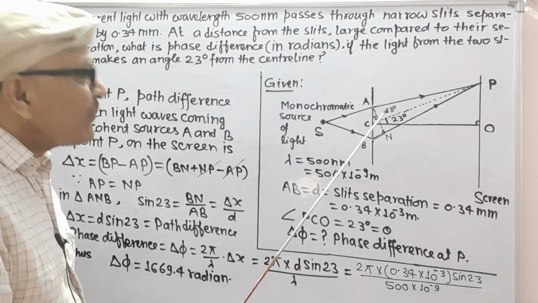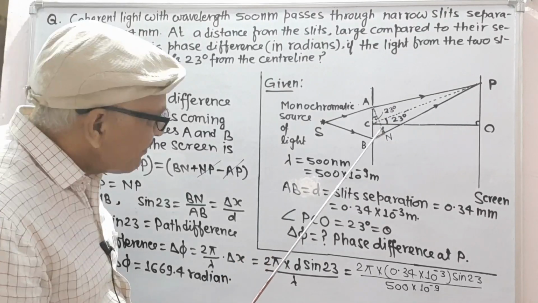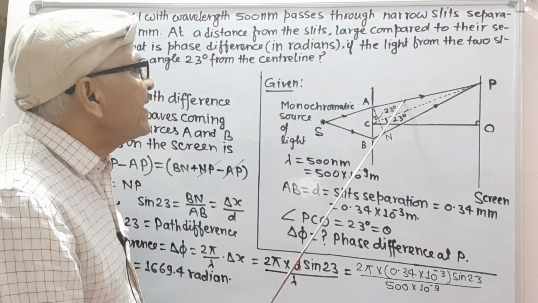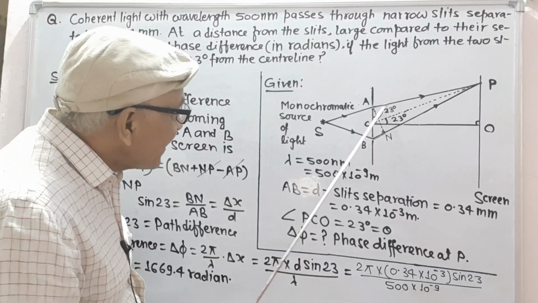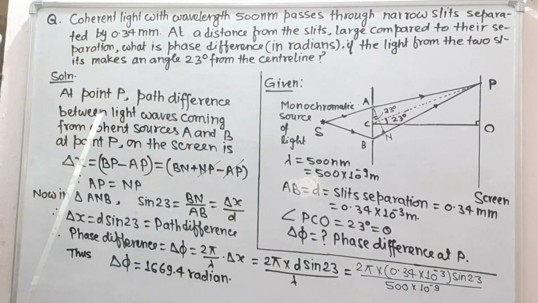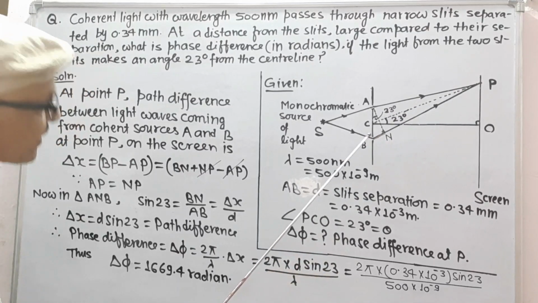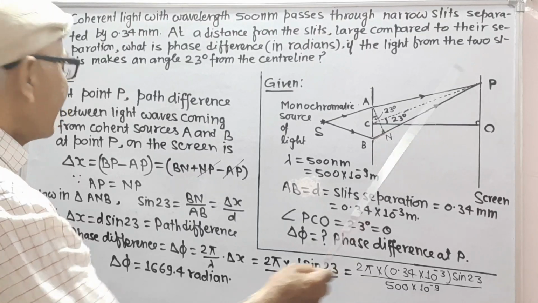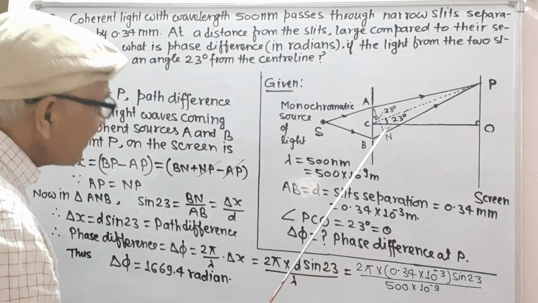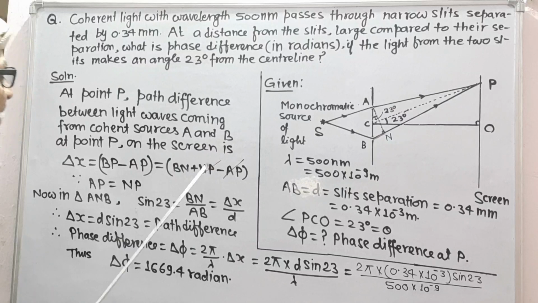Now, to find out the path difference between rays coming from B and A at P, if we take distance AP equal to PN from BN, then the path difference delta x will be equal to BP minus AP, which can be written as BN plus NP minus AP, because AP is equal to PN. Therefore, AP and PN can be cancelled out, and we get delta x is equal to BN, which is the path difference.